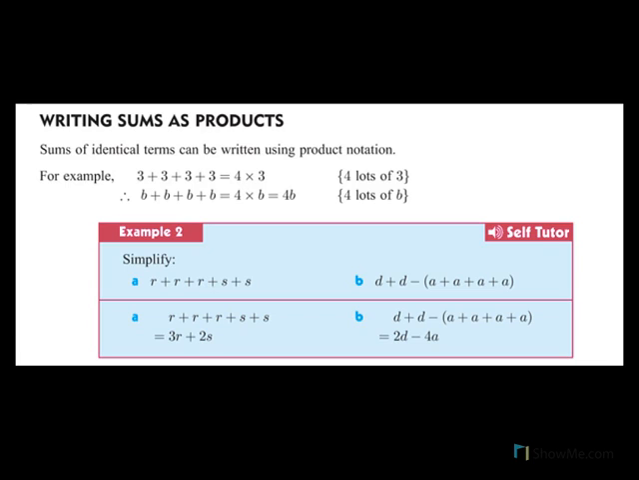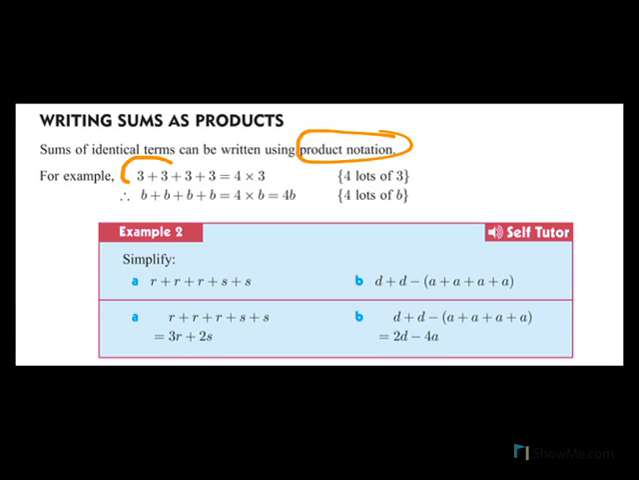The term here is writing sums as products. So what does that mean? Here it says sums of identical terms can be written using product notation. Now, what in the world does that mean? Well, let's have a look at this. It's actually much simpler than what we would think.